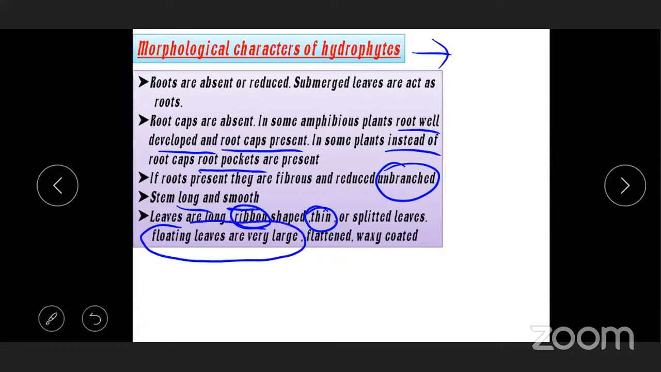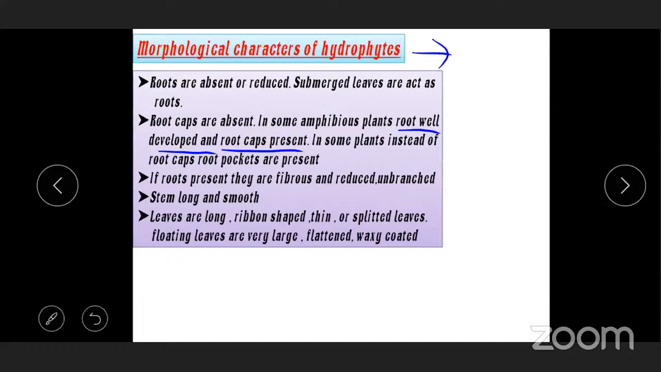He mentioned that floating leaves are very large, flattened and covered by a waxy coat. If we observe Nymphaea leaves, due to the presence of wax, the water stays constant on the leaves like oil droplets. So these are the morphological characters of hydrophytes.